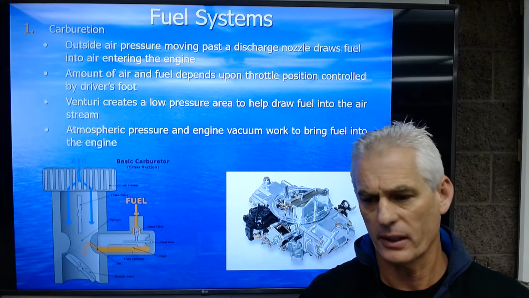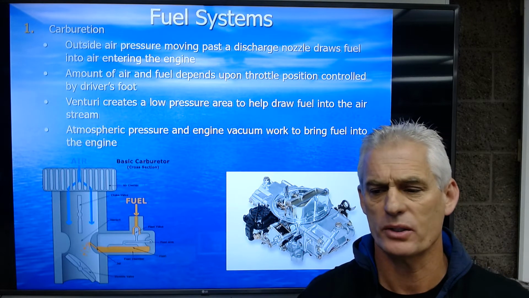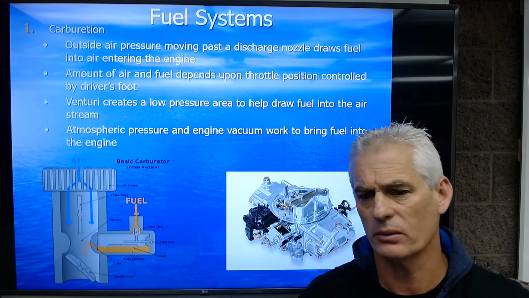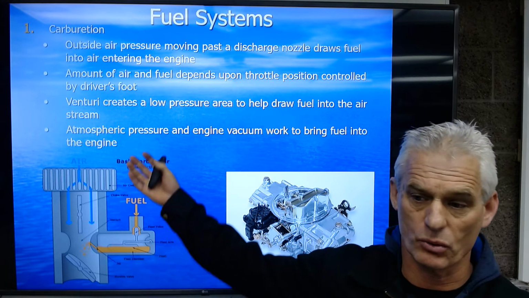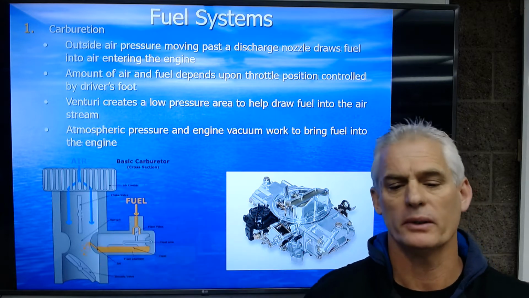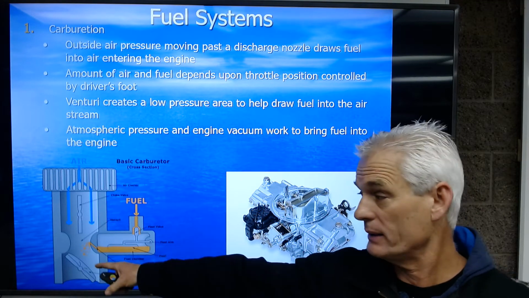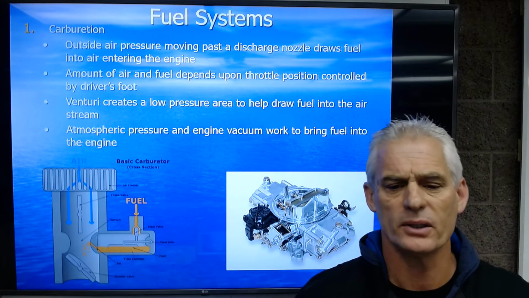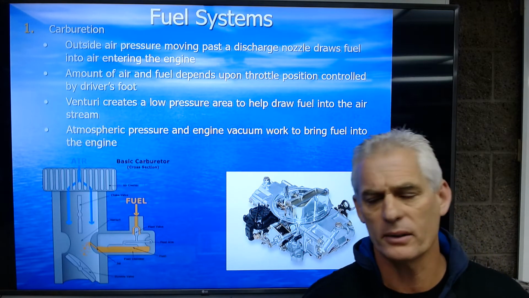That's outside air pressure. And inside the engine, we actually have a suction or a vacuum. So those 2 differences in air pressure are what draw air and fuel into the engine, again, based on foot position on the throttle plate, etc. So that's a little bit about a carbureted system.